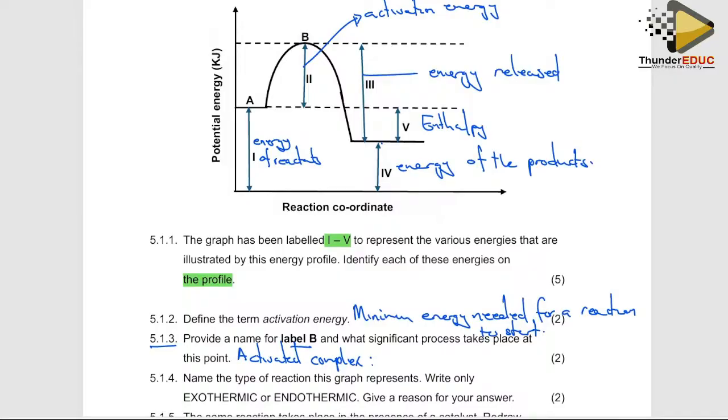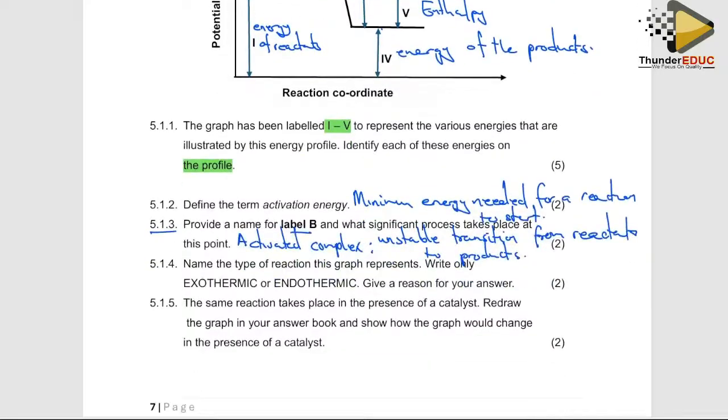By saying what significant process takes place at this point, they are asking us to define an activated complex, which is an unstable transition from reactants to products. So this is our answer for this question. Then we proceed to 5.1.4.